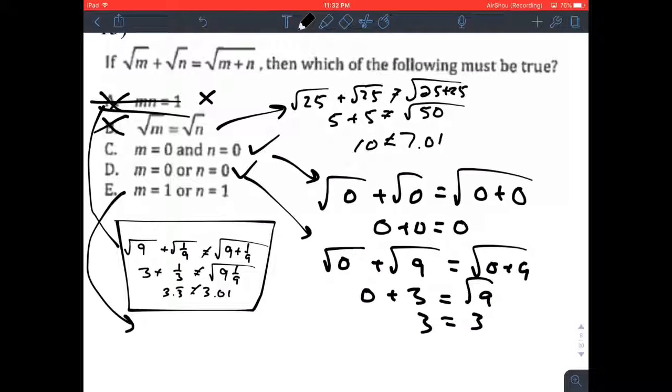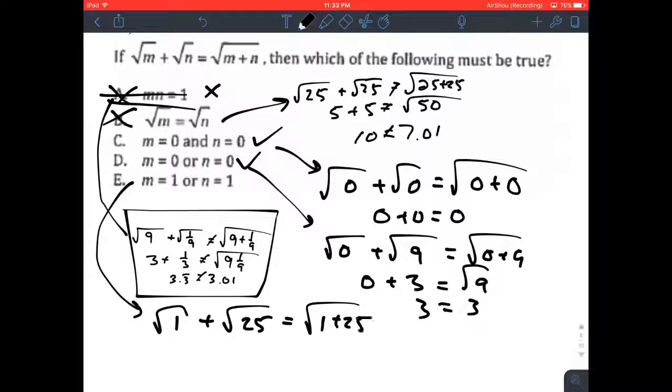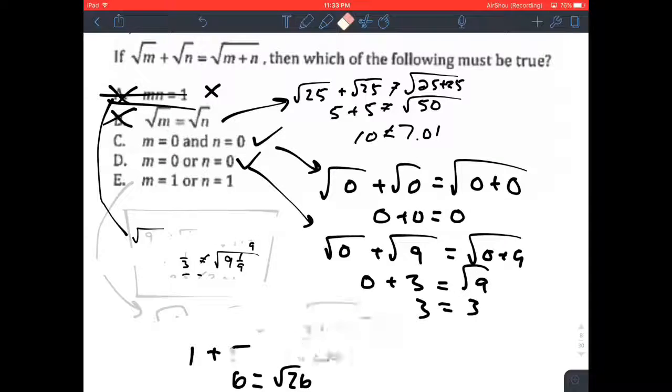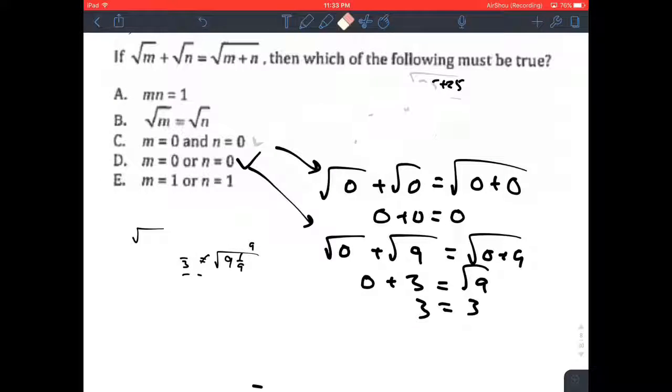Square root of, let's see, one of them is 1, the other one isn't 1. So square root of 1 plus square root of 25 equals square root of 1 plus 25. That's 1 plus 5. So this is saying 6 is the square root of 26, which is not true. So having said all of that stuff, we are down to C or D. It says which one of the following must be true.